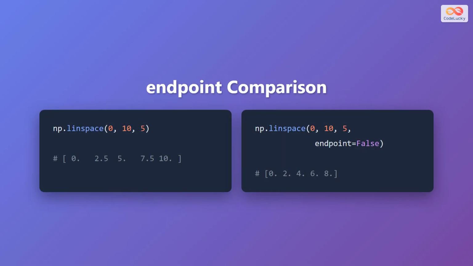Let's compare the two behaviors. On the left, np.linspace(0, 10, 5) with the default endpoint=True gives us 0, 2.5, 5, 7.5, and 10. The stop value of 10 is included. On the right, when we add endpoint=False, we get 0, 2, 4, 6, and 8. Notice that 10 is excluded, and the spacing changed to 2 instead of 2.5.